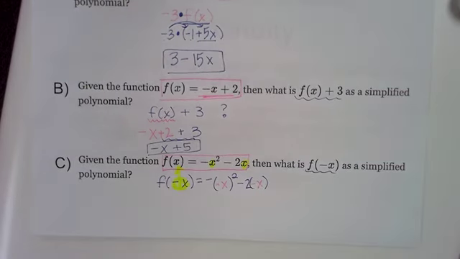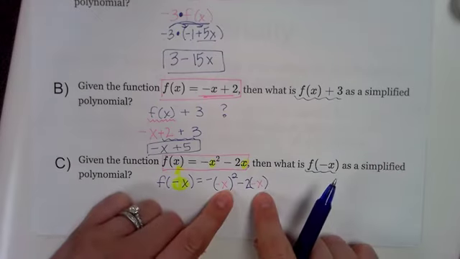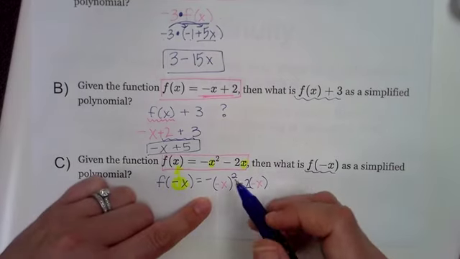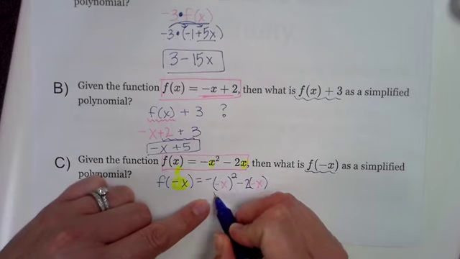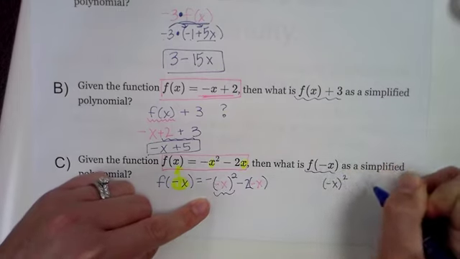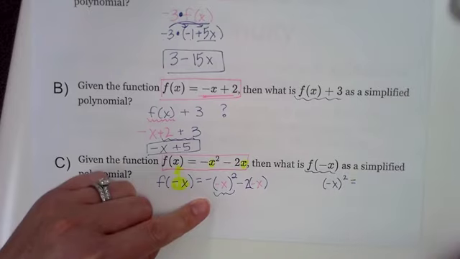Can we use a calculator for this? We cannot because it has x's, not numbers. Okay, so this is when we have to clean up on our own. So let's talk about this. Here we have to do the exponent first. What is negative x quantity squared? What does it mean?